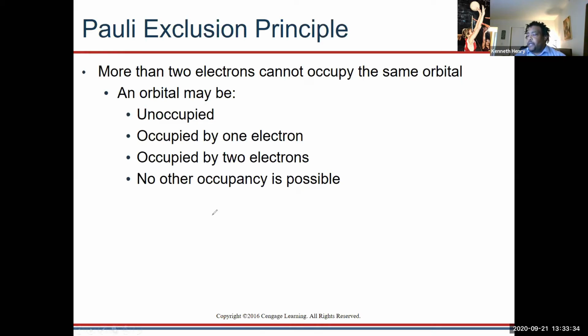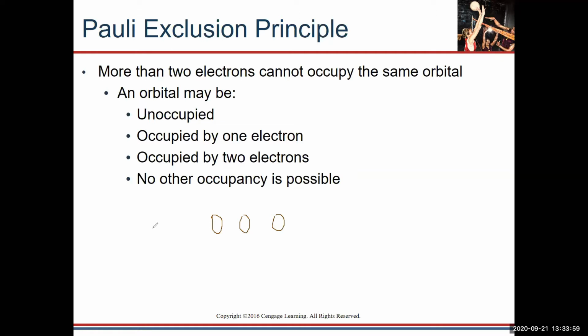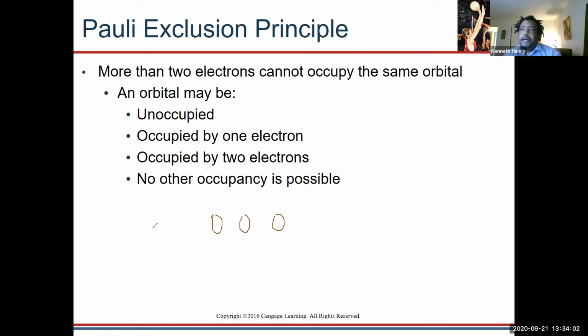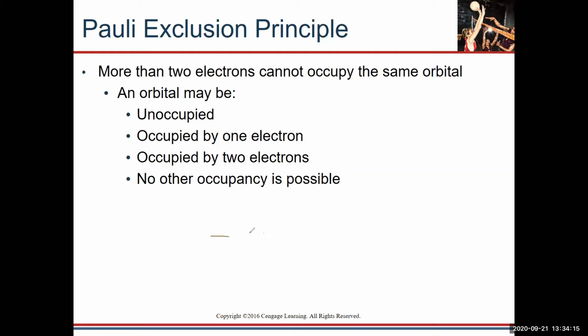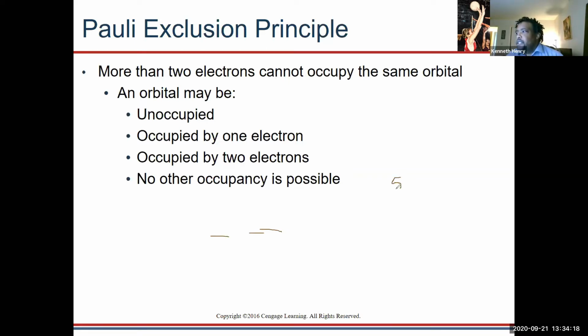There's one other thing I wanted to talk to you about: Hund's principle. If I have 3 orbitals, these 3 spots represent my 3 orbitals. Which sublevel am I talking about if I have 3 orbitals? P. Thank you. So we're talking about the P sublevel, and let's say we had a total of 5 electrons to put into the P orbital.